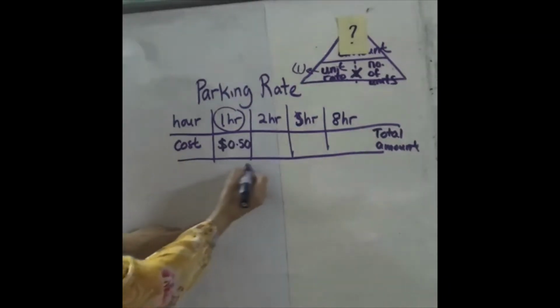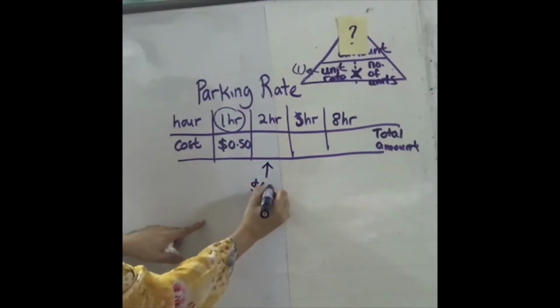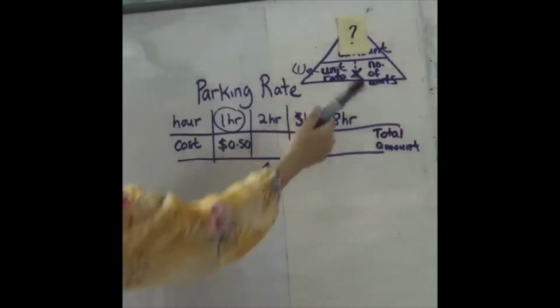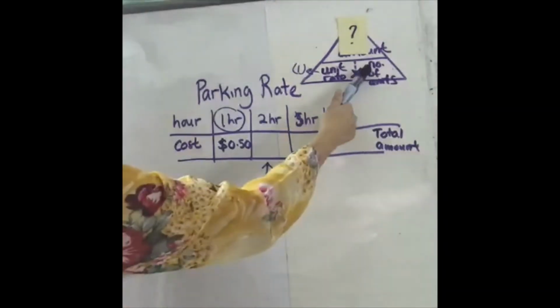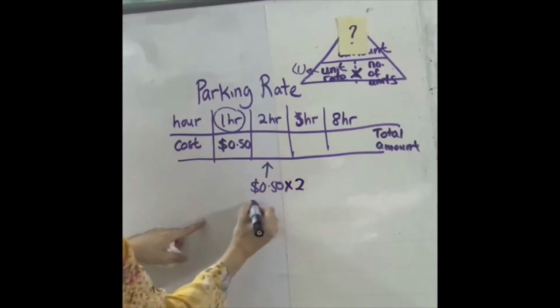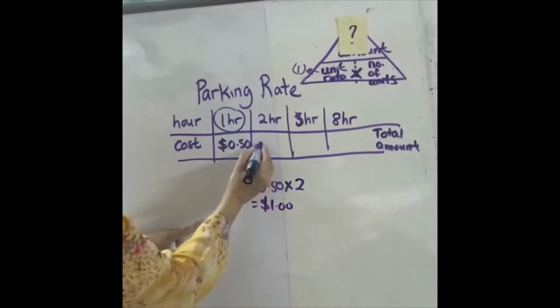So you're working out this answer. You've got 50 cents. Okay, 50 cents, and what did you say? Times the number of units. What is the number here? The number is 2. So the answer is $1. So you put down here the answer is $1.